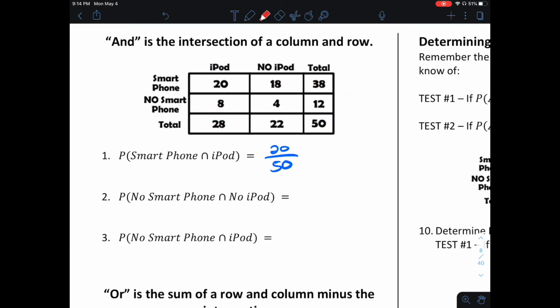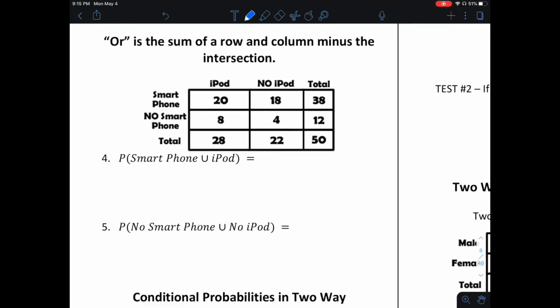No smartphone and no iPod. Well, the intersection of that would be 4, and the total people is 50, so the probability is 4 out of 50, or 8%. The probability of no smartphone and an iPod. No smartphone, iPod, there are 8 of those people out of a total of 50. The probability is 16%, or 8 out of 50.